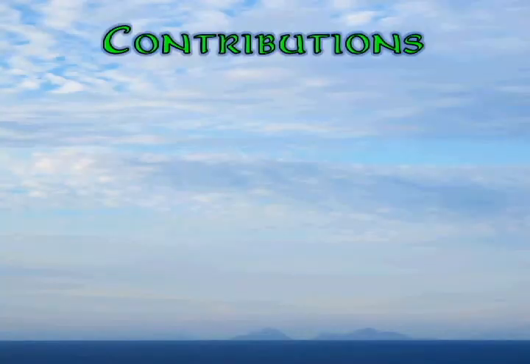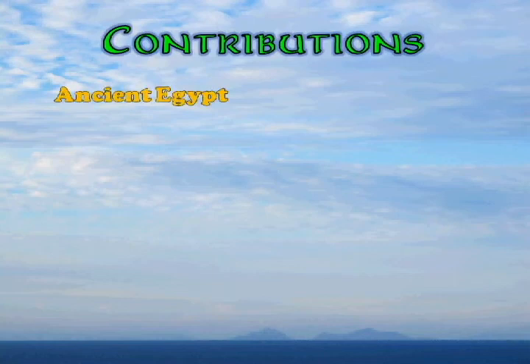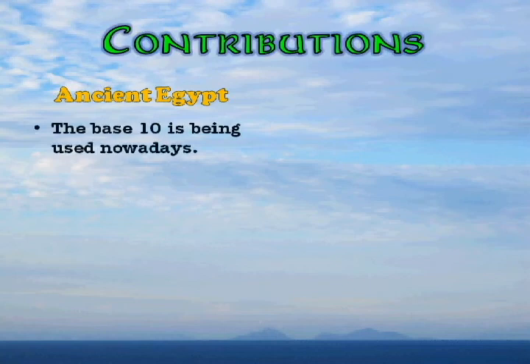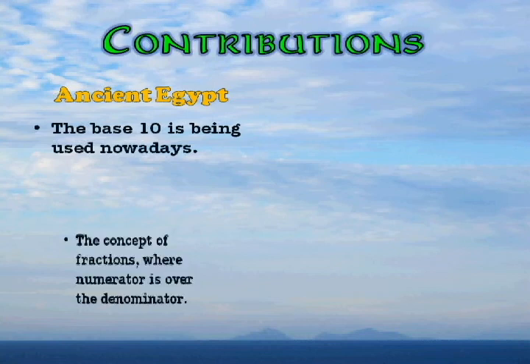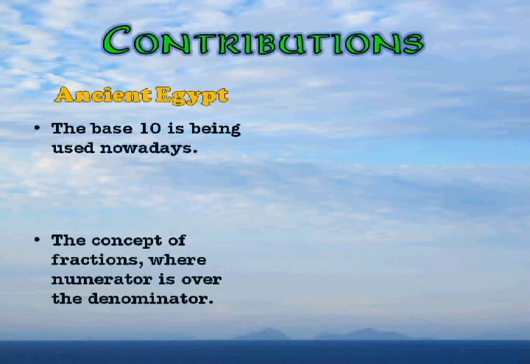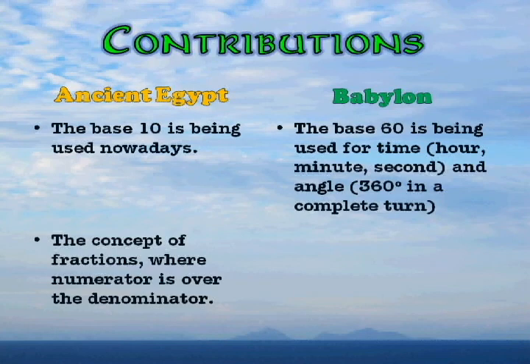Both civilizations had contributed to the development of current mathematics. Ancient Egypt had given us number 10 as our base number. Moreover, the concept of fractions we use nowadays is inherited from ancient Egypt. While Babylon had given us their number 60, and we use it for time and angle.